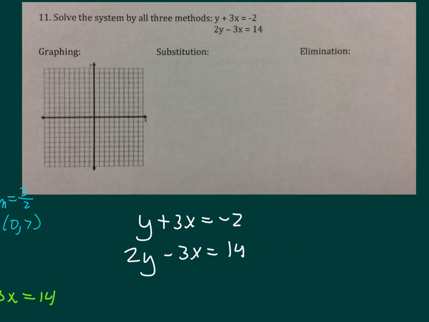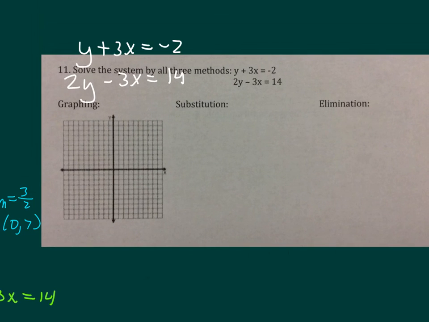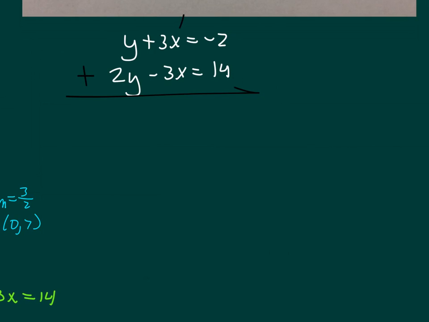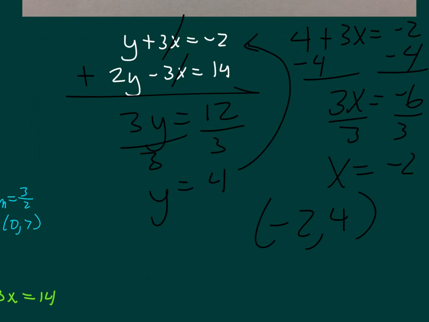So on the elimination problem, let me move this up. Now I have more room. Notice that I've got them already set up. So I'm going to simply add straight down. The x's cancel and I get 3y is equal to 12. Divide by 3 and y is equal to 4. Well, let's plug it back into here and I get 4 plus 3x equals -2. Minus 4 minus 4, and I get 3x equals -6. Well, you have to divide by 3 and x equals -2. And if you've noticed, I got the same answer for all three. Good luck on your test.